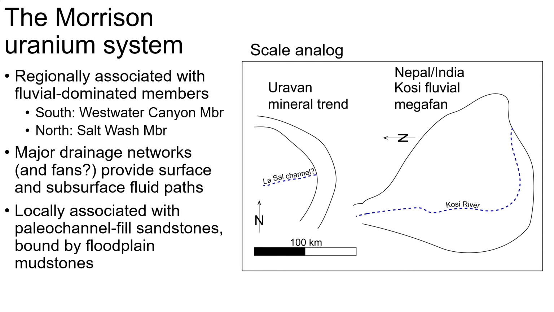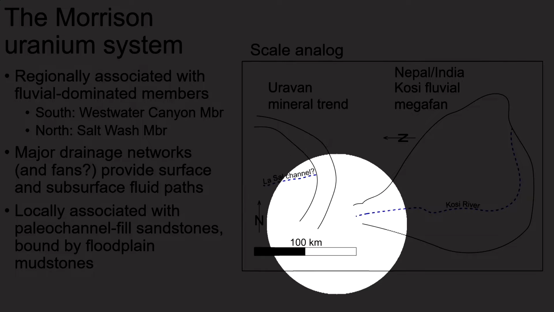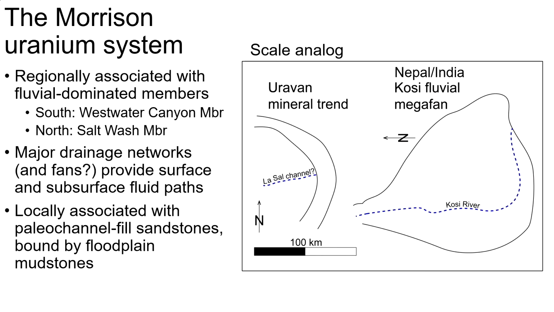Just real quick, I'm going to walk you down in scale each time here, but just as a scale analog, again, we have the Uravan mineral trend and the La Sal channel, as shown here on the left. And then comparing that to a major fluvial megafan here that we see draining the Himalayas on the right. And we can see that, once again, there is a potential relationship between these major fluvial drainages and mineralization. At a more local scale, though, these uranium deposits are mostly hosted in channel-fill sandstones that are bound both above and below by mudstones that represent these floodplain deposits that were once present during the late Jurassic.